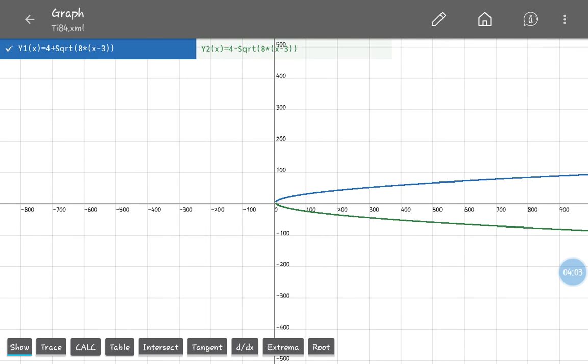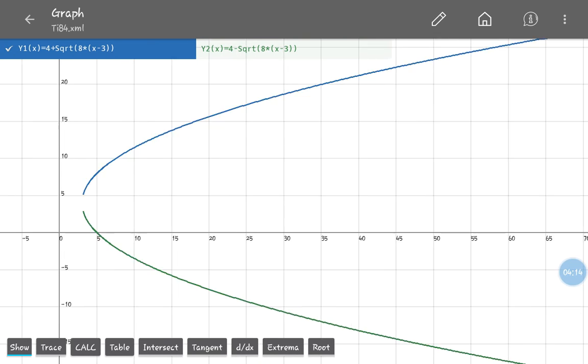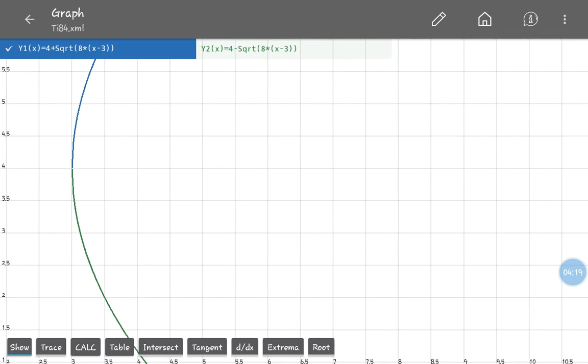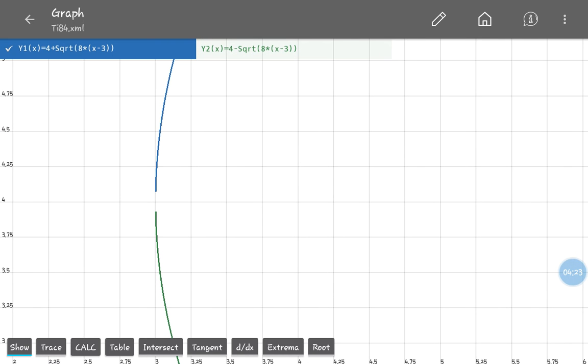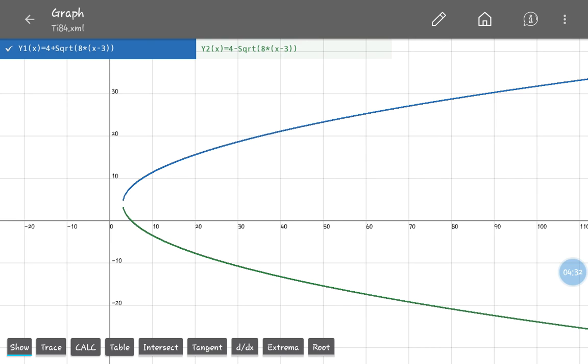When you graph it, it should be exactly connected, but it doesn't. They just have some gap between that. It should not. If I zoom in, they still have some gap between, but it should not. So you guys make the graph to see how your graph looks.